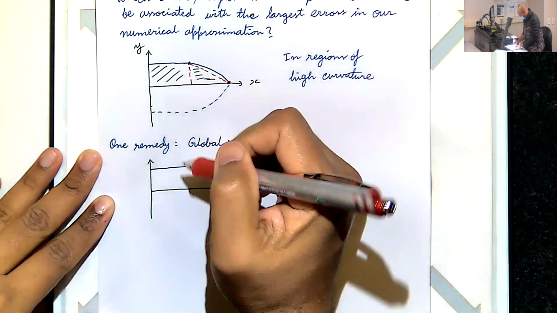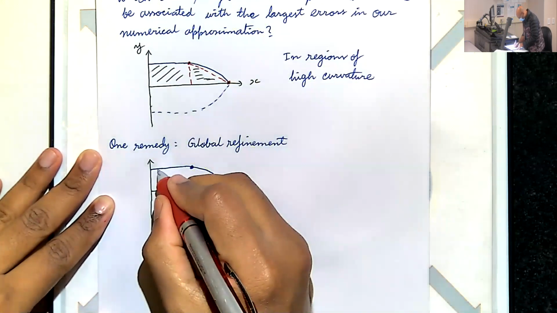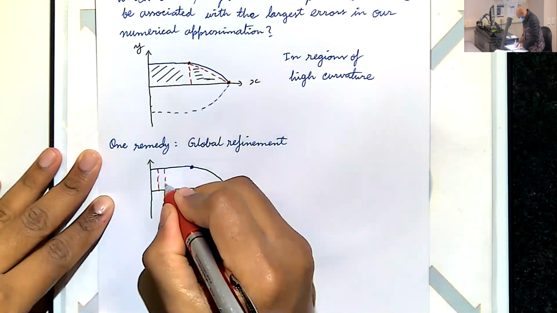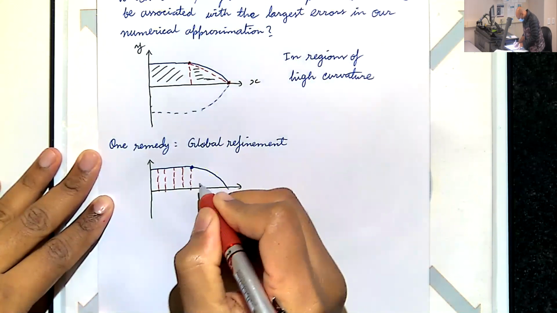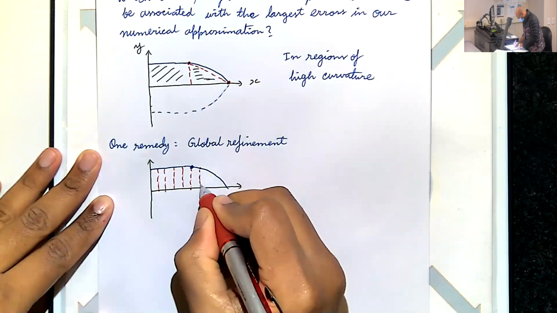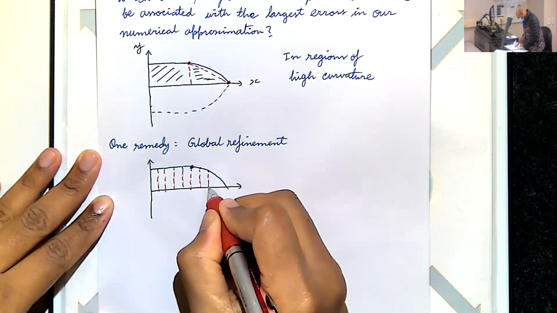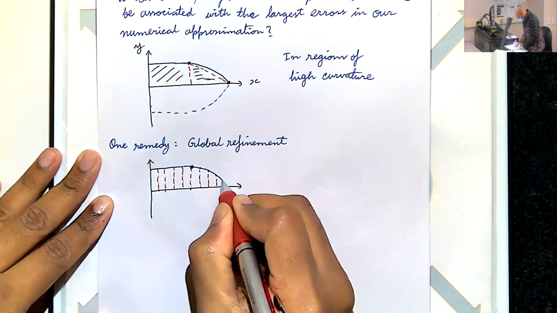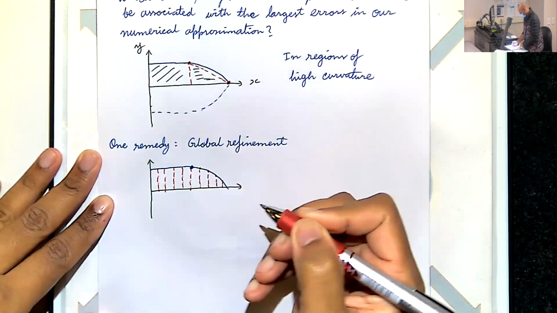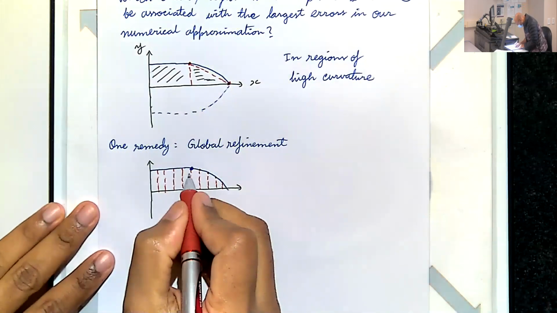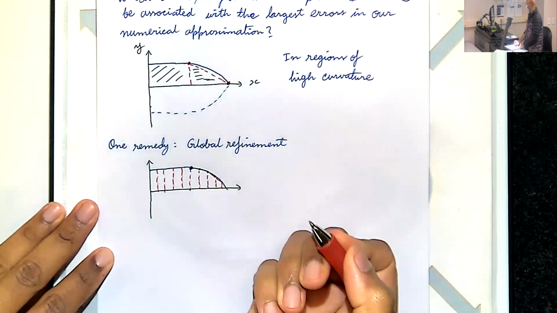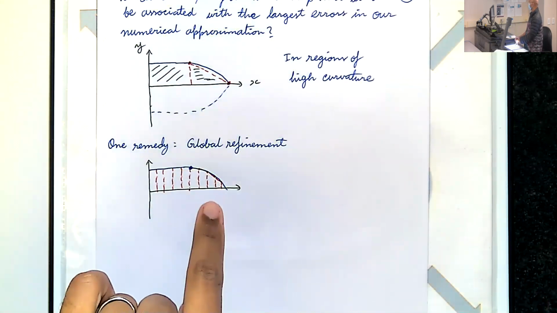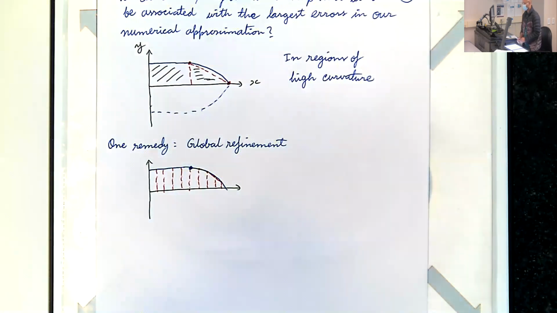So instead of just taking two subintervals, we do many of them. Okay, here is 1, 2, 3, 4. And you form your new trapezoids here, here, here, here. You see, we're very close to the correct answer.